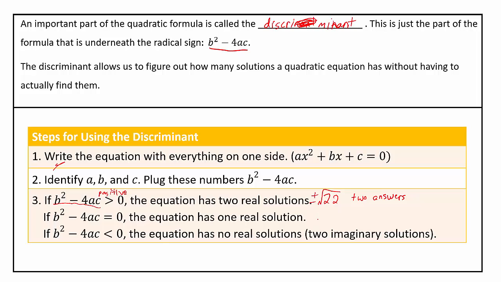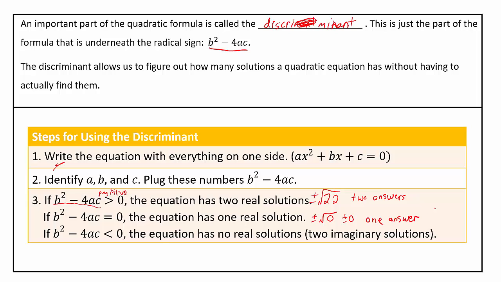As opposed to if we end up having to square root 0, the square root of 0 is just 0. Positive and negative 0 is the same thing. It's only 0, and so that gives us one answer.